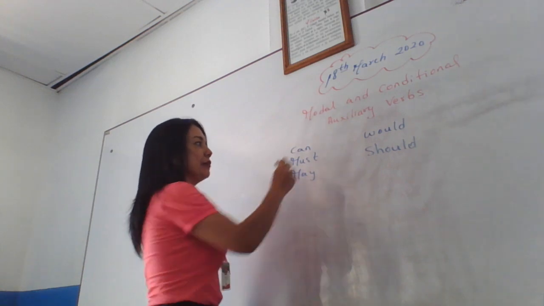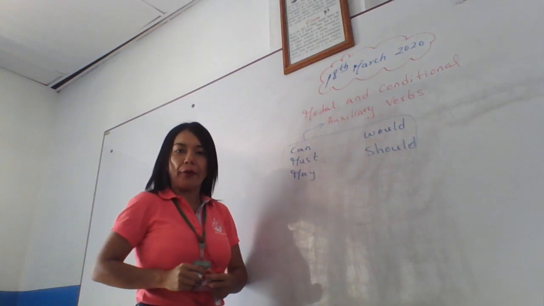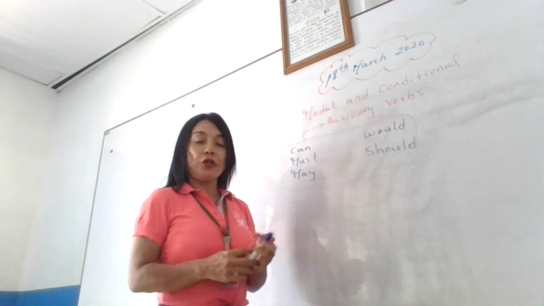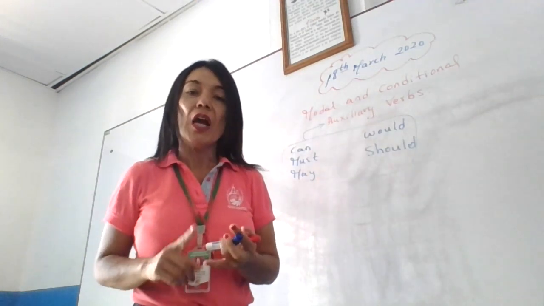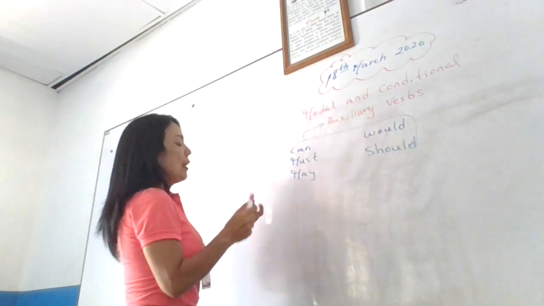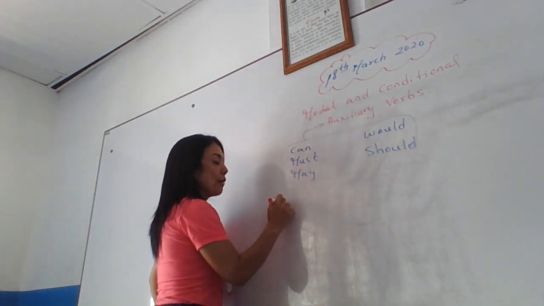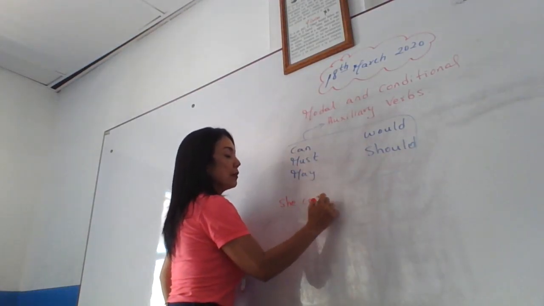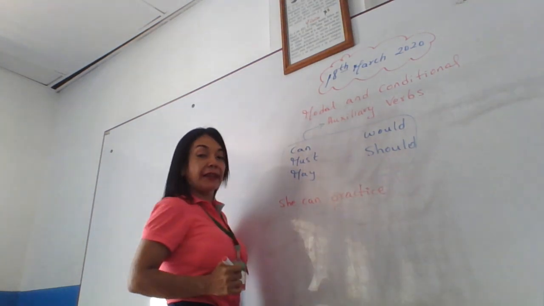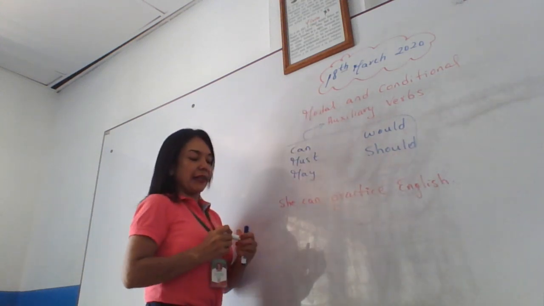All of them are auxiliary verbs. Not only are they verbs, but also they are auxiliaries. In order to understand how to ask questions, yes/no questions and WH questions, guys, let's remind some example using one of them. For example, she can practice English.